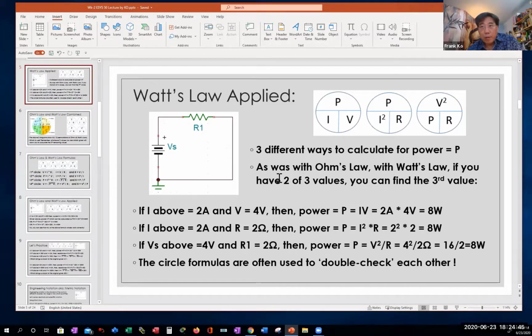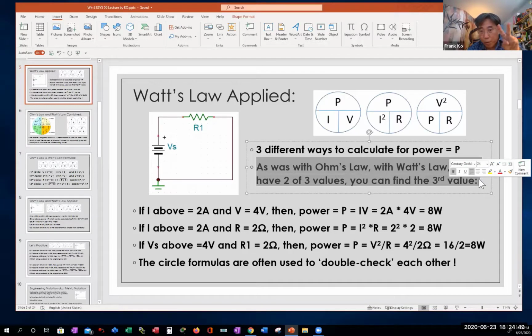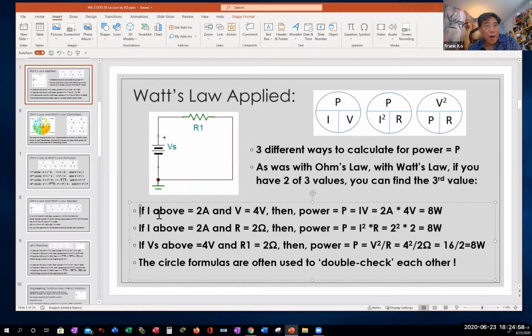So, and what I wrote down here, just like with Ohm's law, with Watt's law, as long as you have 2 quantities, you can calculate that third quantity, okay? So let's take a look at the very first bullet point. It says, if I is current, if I is equal to 2 amps and V is equal to 4 volts, then you're looking for P. Which circle has a P, a V, and an I? So you're given an I, you're given a V, and you're looking for P. So PIV would be the first circle.